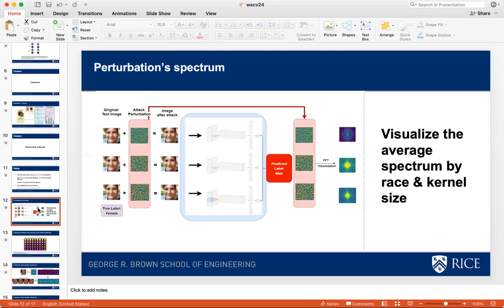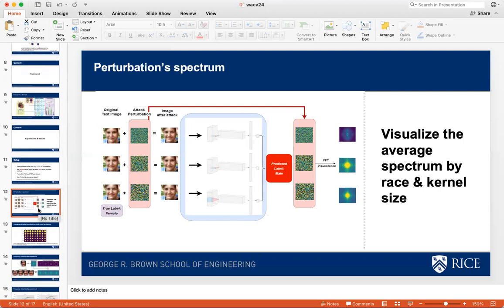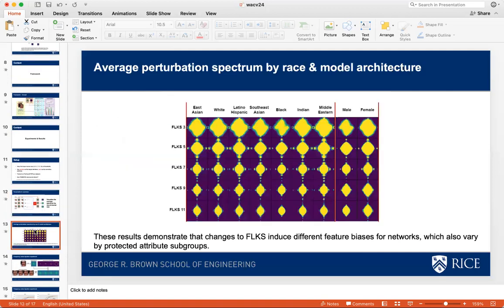For the first results, we visualize the perturbation spectrum. We first do the adversarial attack on all the original test images, and we collect all the adversarial perturbations and visualize the average spectrum by race and kernel size. And here are the results. Each row here represents a model with a different first layer kernel size. We find that as the first layer kernel size increases, the spectra become more concentrated at low frequencies. The spectra for the Black group consistently have less energy at high frequencies compared to the spectra of the other race groups. Male spectra also have lower high frequency information compared to the female spectra. These results demonstrate that changes to first layer kernel size induce different feature biases for networks, which also vary by protected attribute subgroups.